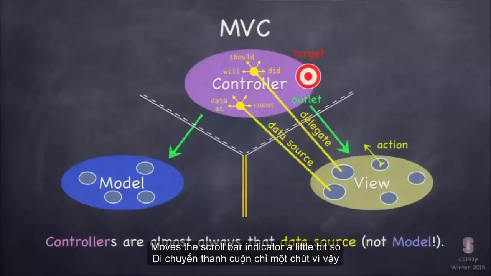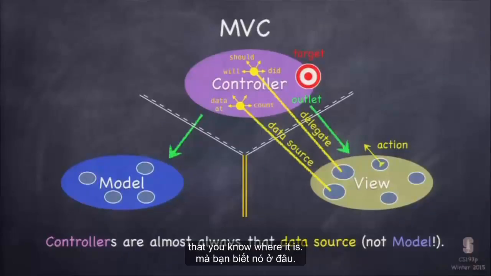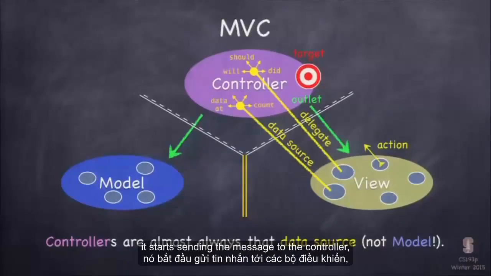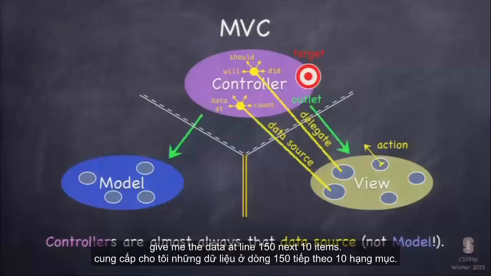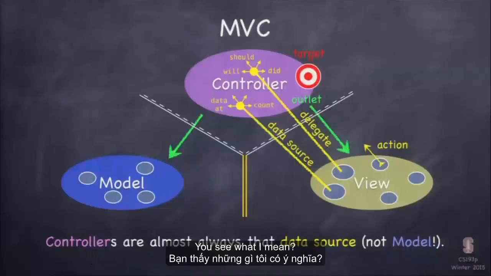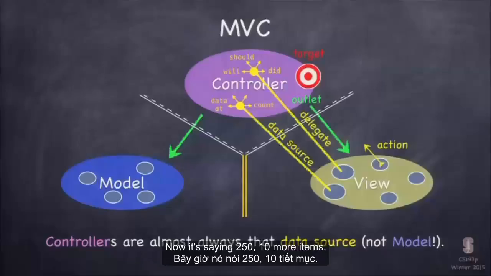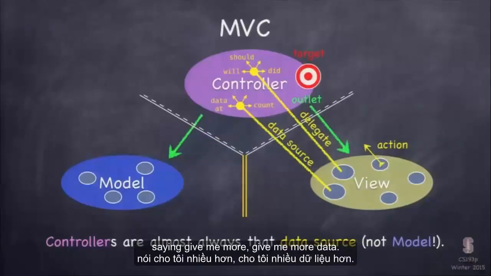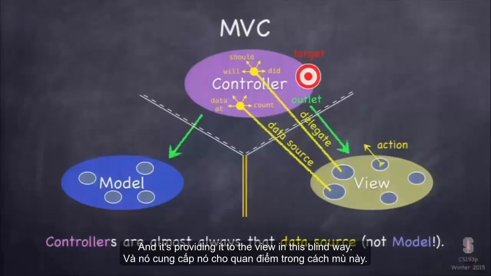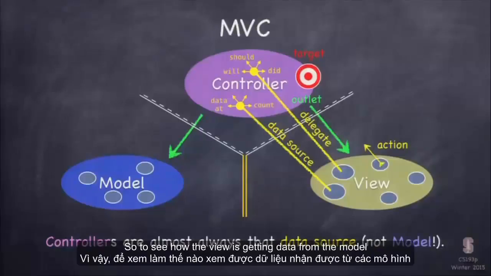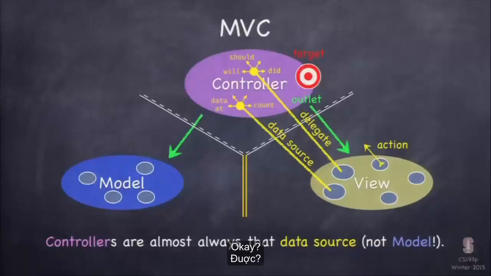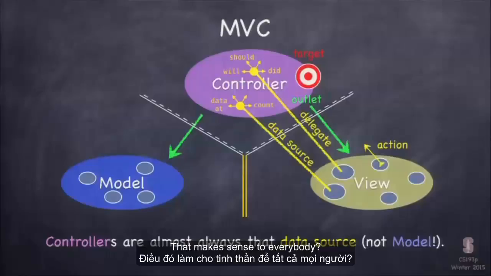It doesn't know what they are, moves the scroll bar indicator a little bit so that you know where it is. And then you start scrolling, flipping through it, and it starts sending the message to the controller, give me the data at line 150, next 10 items. You see what I mean? And then you flick down some more. Now it's saying 250, 10 more items. And so the controller is going back to the model and saying, give me more data, and it's providing it to the view in this blind way. So you see how the view is getting data from the model through the controller in this kind of blind, structured way. Okay? That makes sense to everybody?